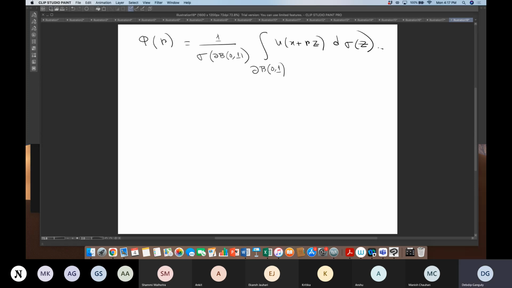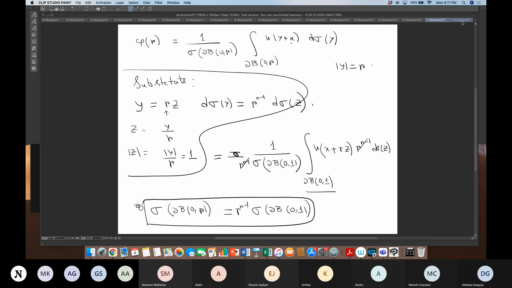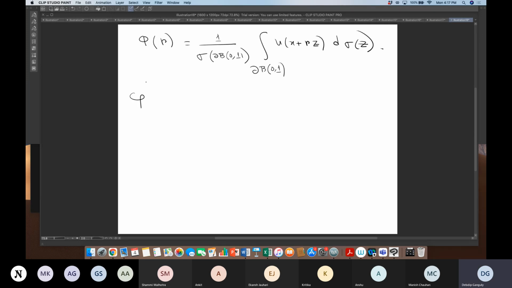Is that clear? Yes or no? Okay, good. Now what I will do, I will take the derivative. What will the derivative be? If I take the derivative, the integral does not depend on r. Only the function depends on r. So what will be this? If you use the fundamental theorem, it is the derivative over this. So if I differentiate this function with respect to r, what will be this? Chain rule.